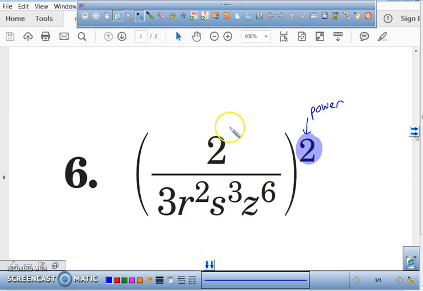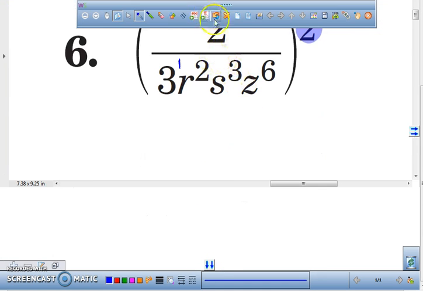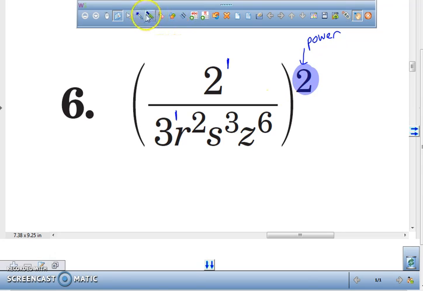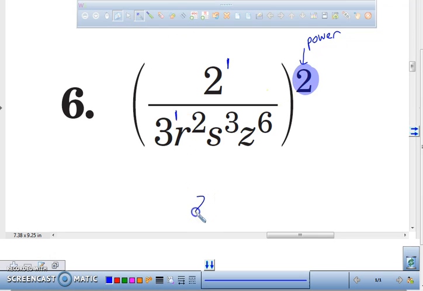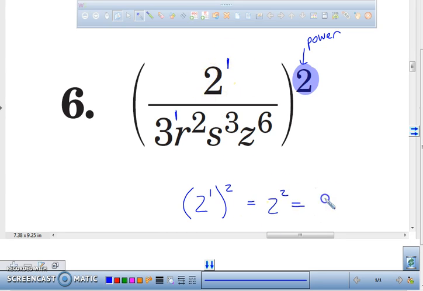So even though you can't see it, that is 2 to the first. This is 3 to the first. So in the numerator, here's what we're going to have. You're going to have a 2 to the power of 1, and that by itself is going to be squared. So right here in the numerator, you are going to end up having 2 squared, which becomes a 4. So that's the number that's going to be right here in the numerator.